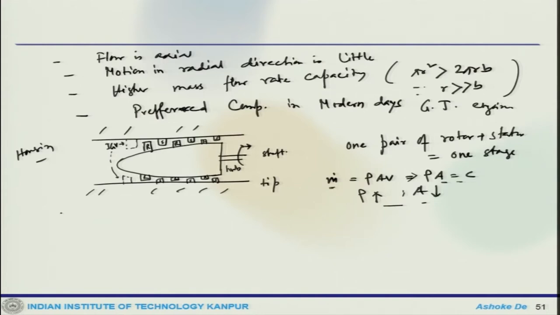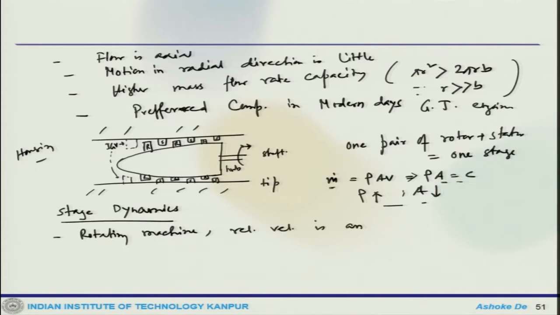So, first we will look at the stage dynamics. Okay. So, here also it is a rotating machine, so relative velocity is an important parameter or component. Now consider a single stage compressor. Just to keep the analysis simple, we consider a single stage and imagine that a cylinder surface at the mean radius is unwrapped.